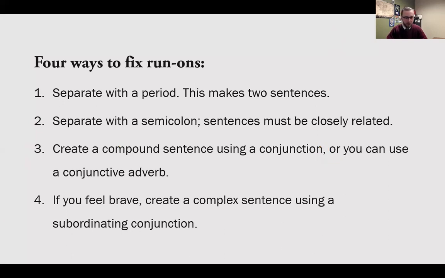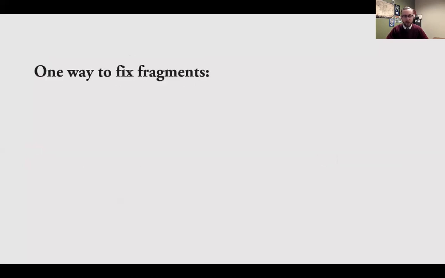Let me erase that. At this point, you might be wondering, well, okay, those are 4 ways to fix a run-on. How about 4 ways to fix a fragment? Well, here's the thing. There's only one way to fix a fragment, and that's to add what is missing. If it's missing a subject, add a subject. If it's missing a predicate, add a predicate. If it doesn't make sense by itself, that's a little bit more complicated, and we'll talk about that in a future class. But most of the time it's going to be missing a subject or a predicate, and all you need to do is add one of those things.